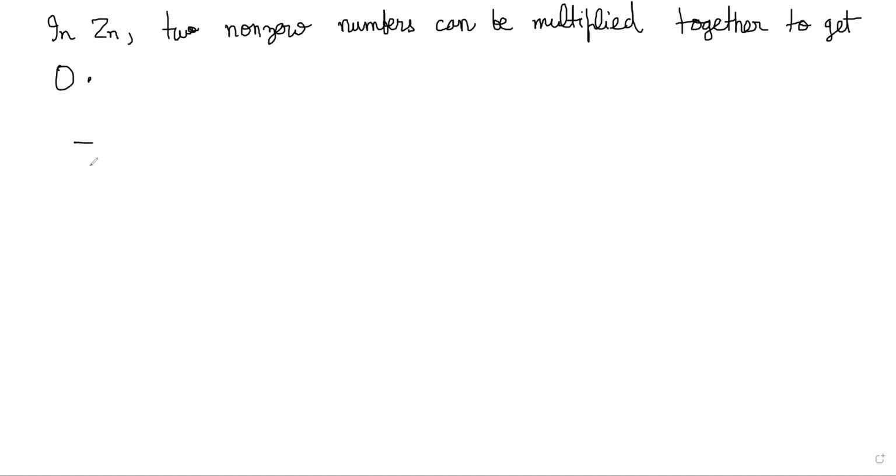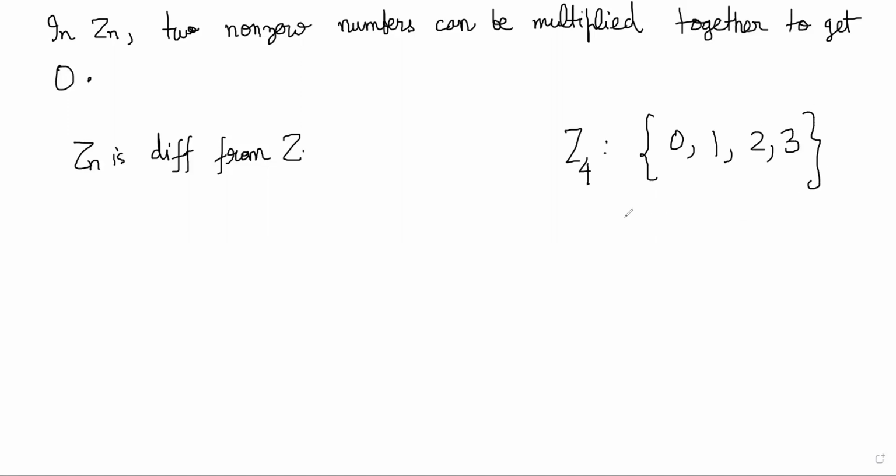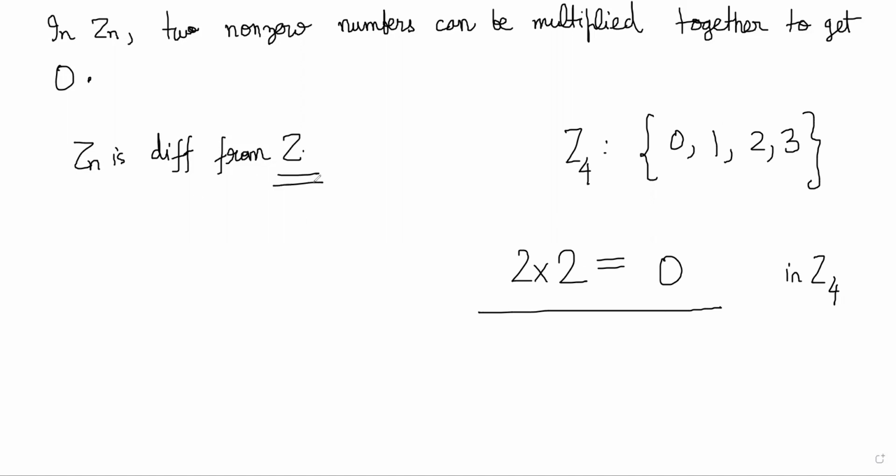So that is one way in which Zn is different from Z. How? For example, let's look at Z4. Z4 is the set of integers falling in these residue classes, right? Here, if you do 2 into 2, what is 2 into 2 in Z4? It is actually 4, but 4 will be written as 0, right? So 2 into 2 is equal to 0 in Z4. But obviously in Z, which is the set of regular integers, you will never have two non-zero numbers which will be multiplied to get a 0, right? So this is one way in which Zn is different from Z.